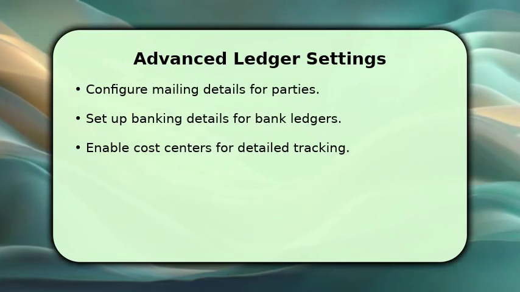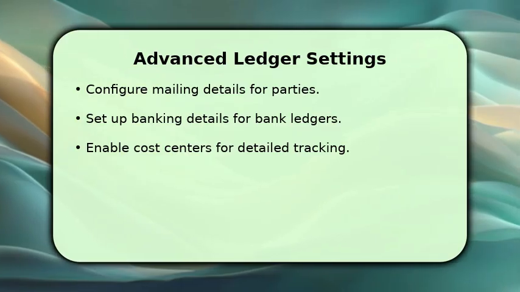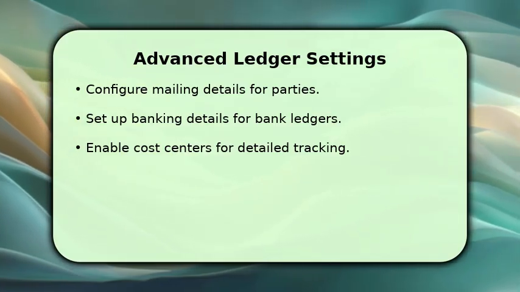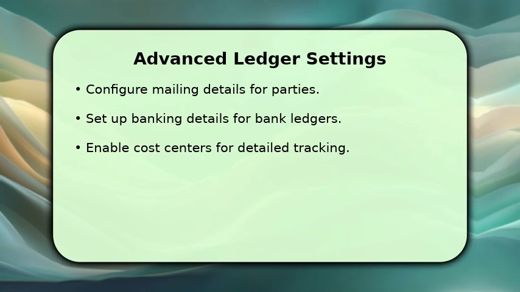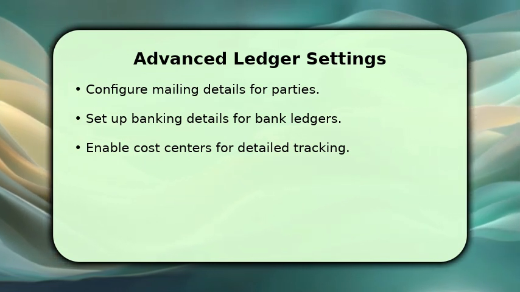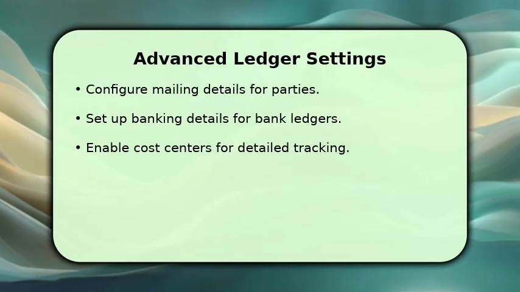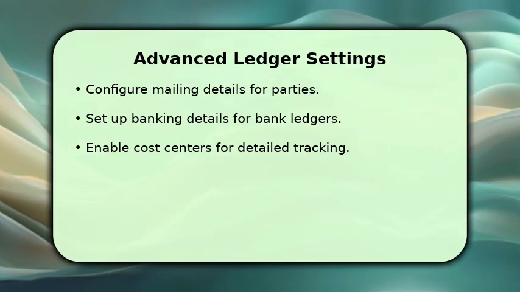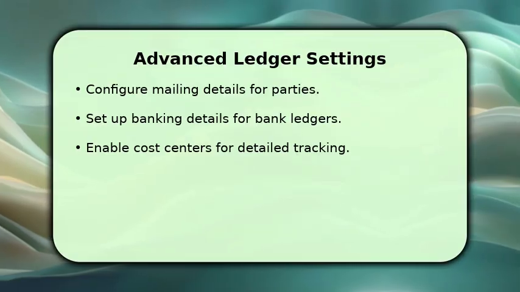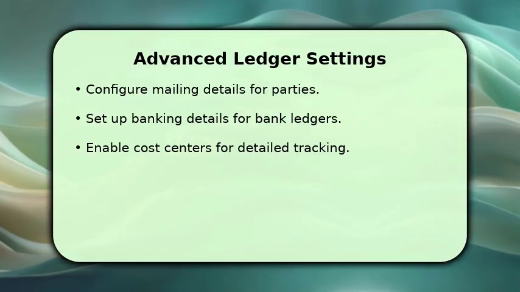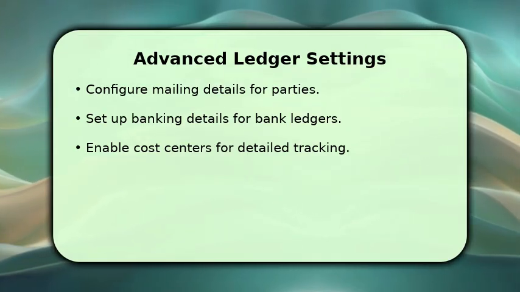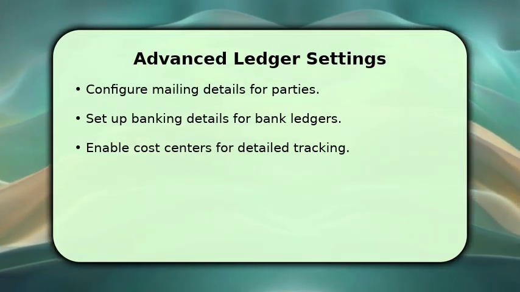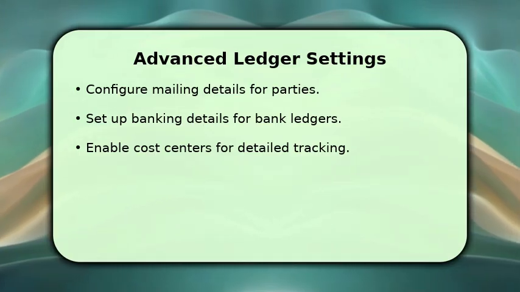Tally offers advanced options to enhance your ledger management. For party ledgers, you can add mailing details such as address and contact information. For bank accounts, input banking details like account number and IFS code. Additionally, enabling cost centers allows for more granular tracking of expenses and revenues, providing deeper insights into your business operations. These settings streamline your accounting processes.